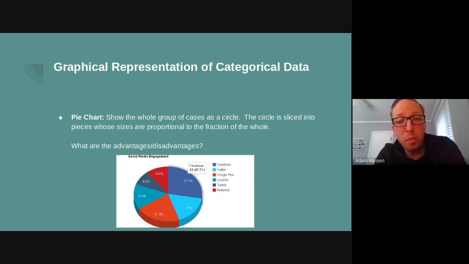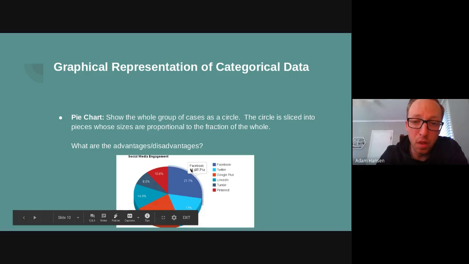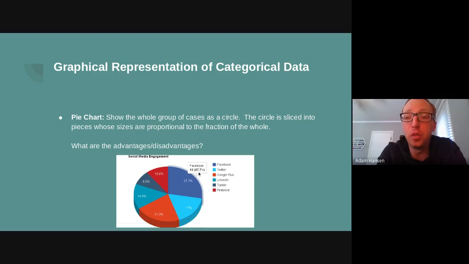Advantages, once again, everyone's pretty familiar with pie charts. They're easy to read, and it's quick to figure out what's the most frequent and least frequent response for the categorical variable. This pie chart's pretty nice in that it gives us the count and relative frequency. 13, which accounts for 27.7% of the distribution. They don't always all do that, so that would be one drawback.